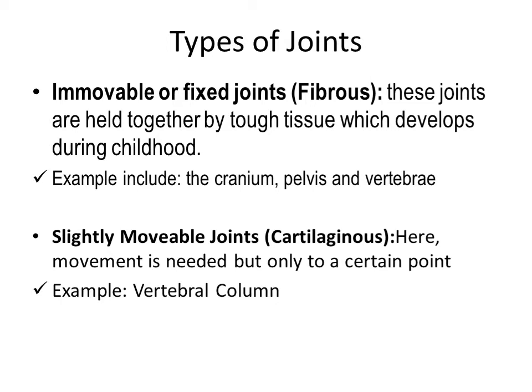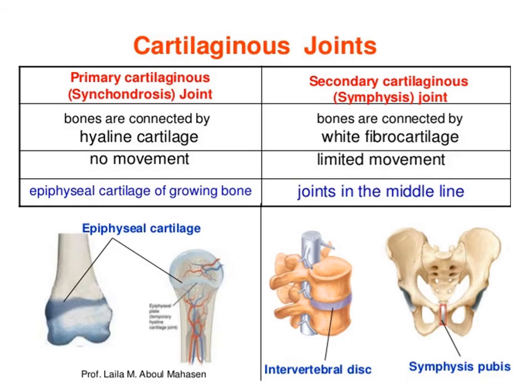Slightly movable joints. These are also cartilaginous. Here, movement is needed, but only to a certain degree. An example would be the vertebral column. Cartilaginous joints have primary and secondary types. The primary are known as chondrosis joints, which are bones connected by hyaline cartilage, which allows no movement, and this seals cartilage of growing bones.